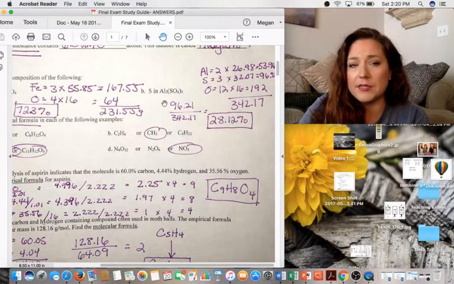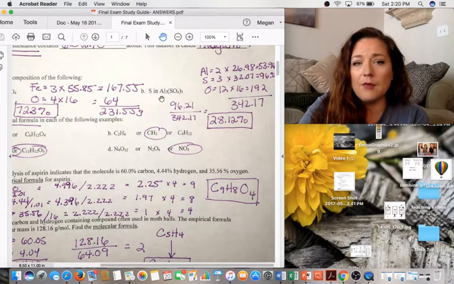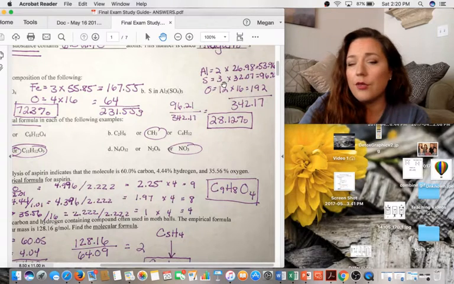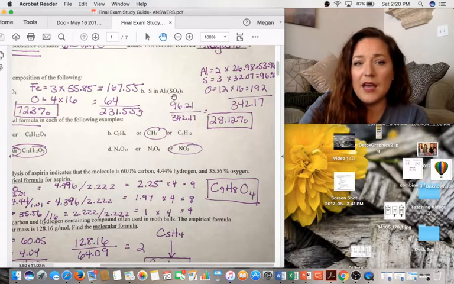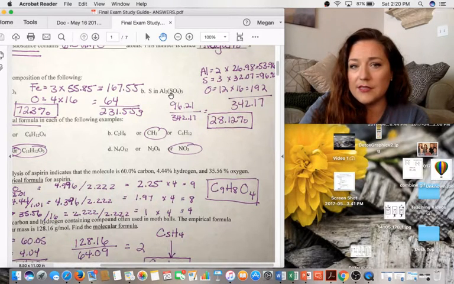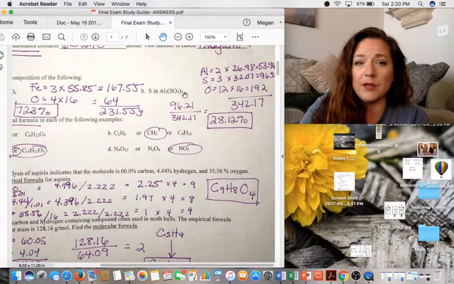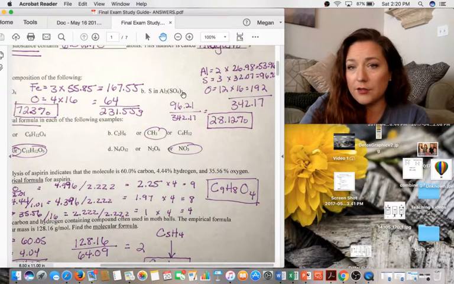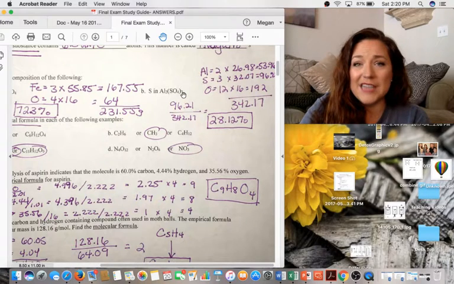All right, for B, this one's a little more complicated because the subscript on the outside is on the parentheses. So we do have 2 aluminum, and in this case, 3 sulfur. Because S is on the inside of the parentheses, the 3 will multiply by 1, which gives you 3. Then for oxygen, because you have a 4 and a 3, you're going to times them. 4 times 3 is 12.